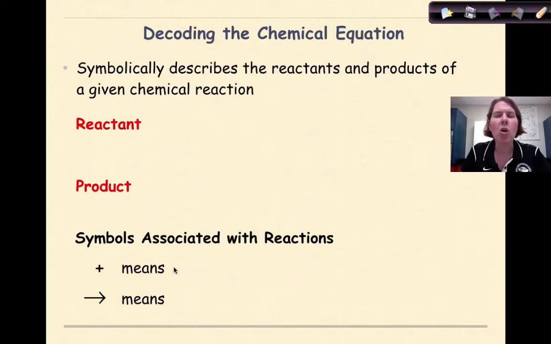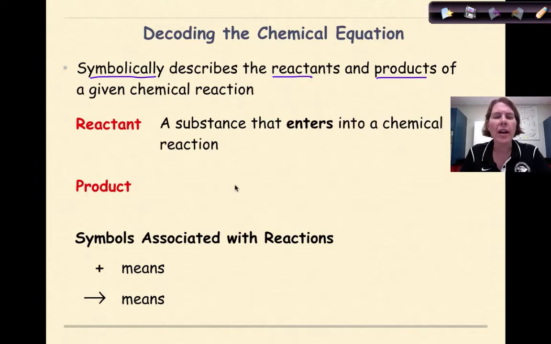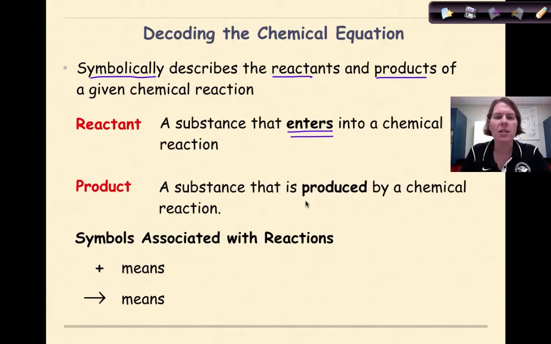Now let's talk about decoding the chemical equation, breaking it down and looking at the parts that you need to include when you write out one of these reactions. A chemical equation symbolically describes the reactants and the products of a given chemical reaction. First, what is a reactant? A reactant is the substance that enters into a chemical reaction, what you are starting with. Then we have the product. The product is defined as a substance that is produced by a chemical reaction. So what are you ending up with?